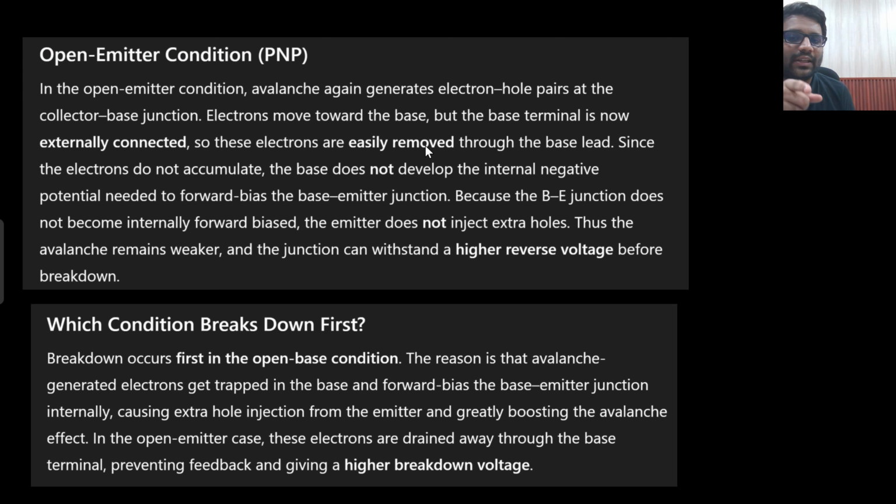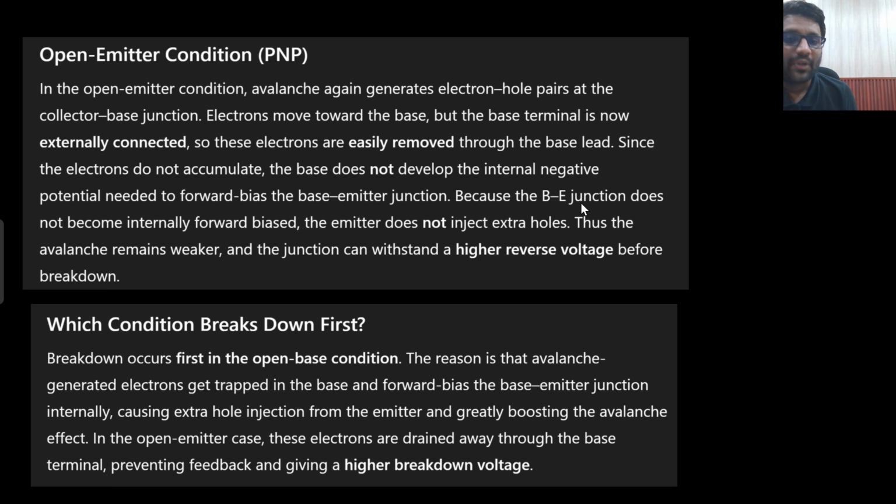Externally connected. So these electrons are easily removed from the base region. So it will not happen that the base is becoming electrically negative. No, the base is not becoming electrically negative. Whatever excess electrons came, they are swept away by the battery. Since the electrons do not accumulate, the base does not develop any internal negative potential needed to forward bias the base-emitter junction.